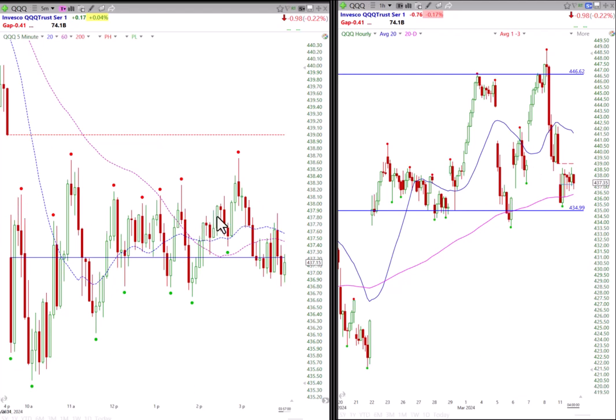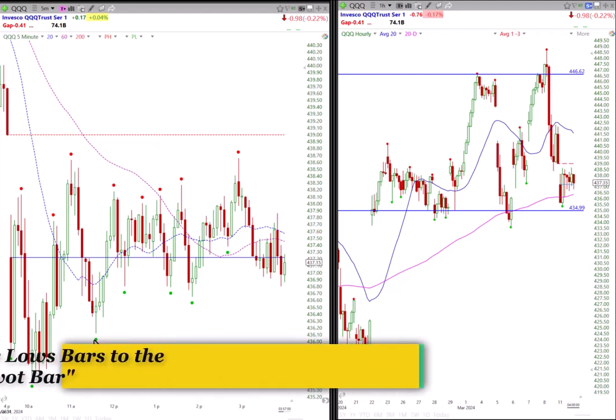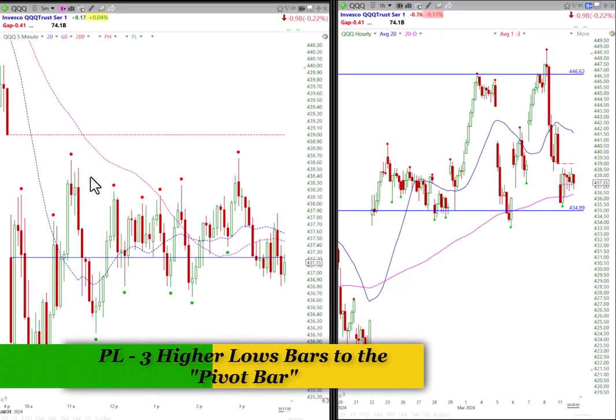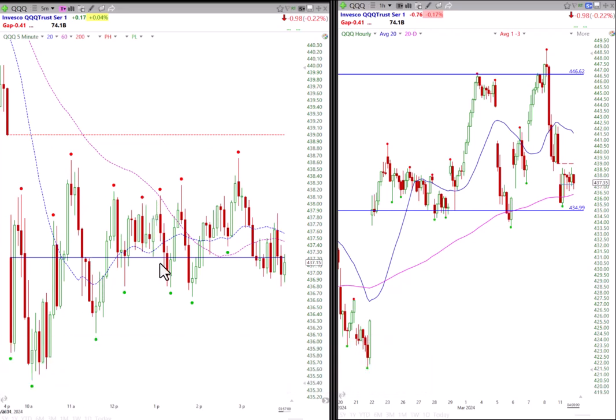On the 5-minute chart, these dots are shown as pivots. That means that there's 3 higher lows to the left and right, or 3 higher lows to the left and right. When you've got opposing pivots going back and forth in opposition of each other, you got a trading range. At the bottom of a trading range, prices are going nowhere. You're going to have a commission generator.